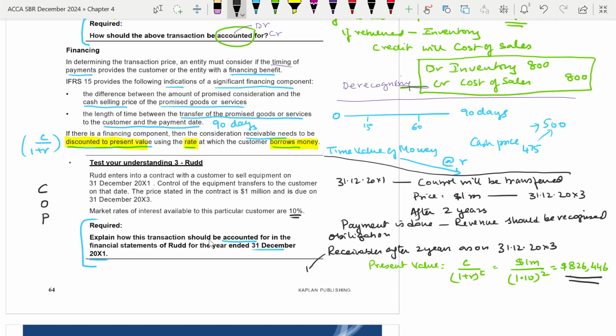Now, receivables. When you are talking about the receivables, it is an element. I will write receivables. Receivables are accounted as per IFRS 9 financial instruments.